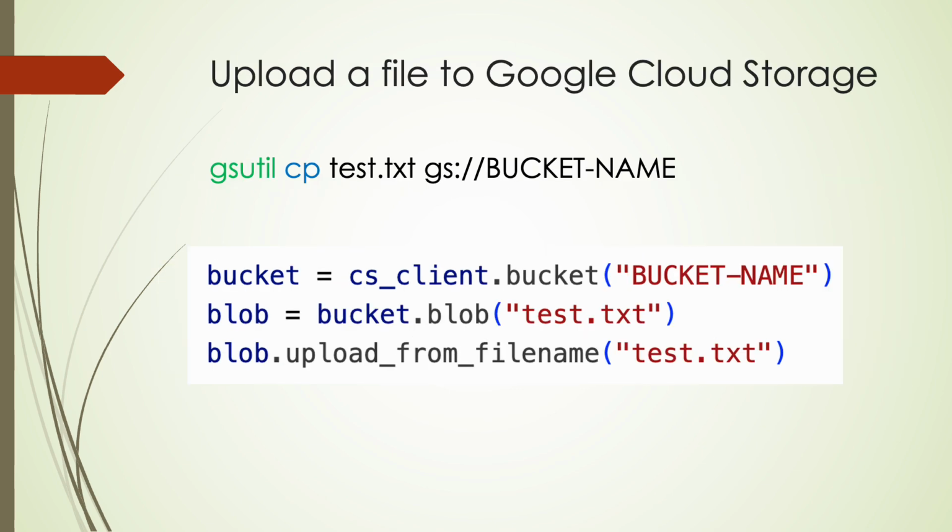Now, let's upload a file to Google Cloud Storage. For gsutil, it's very simple. It's very similar to the cp command in Linux. In Python, we need to create a bucket object first, which is in turn used to create a blob object. We can then call the upload_from_filename method of the blob object to upload the file to Google Cloud Storage. Note that the blob name and the local file name are set to be the same in this case, and they are normally the same in practice. However, it's not mandatory. They can be different.